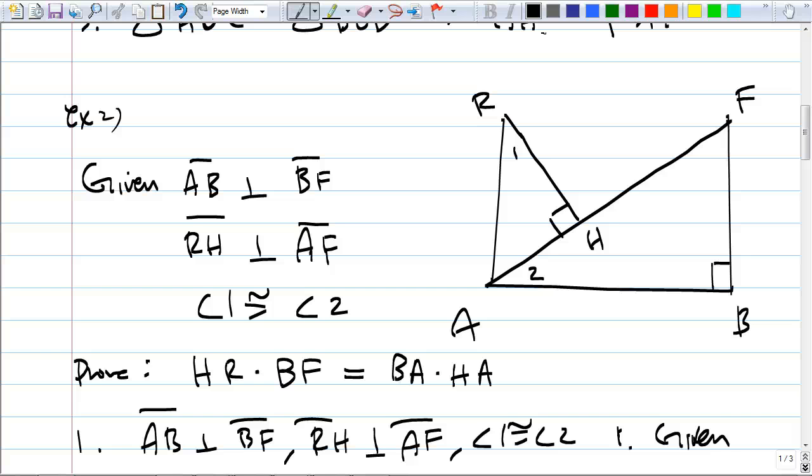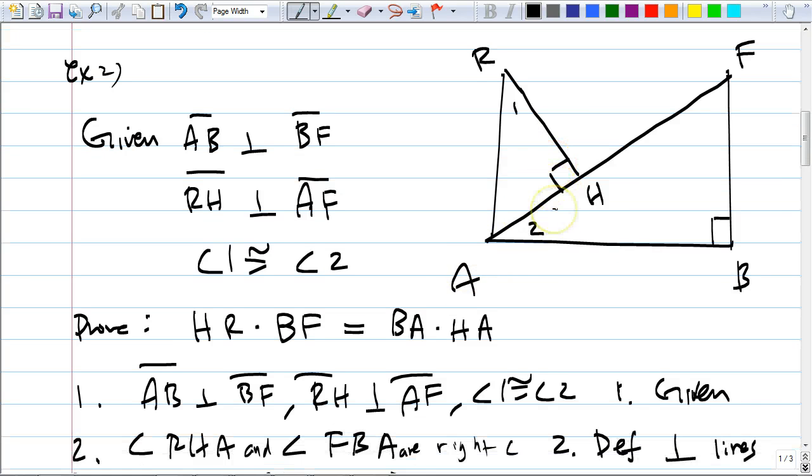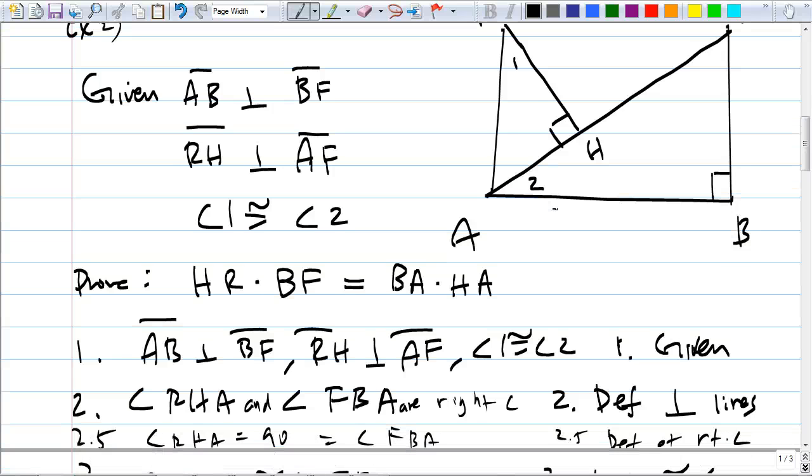Okay, how about Kristen? What are you going to say next? Angle B and angle RHA, right angles. Instead of saying H, I'm going to say RHA. Is that okay? So because of the definition of perpendicular lines, we say they're right angles, and then you say what? Because right angles are 90. Definition.